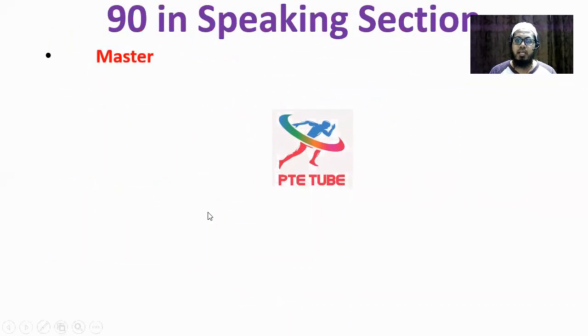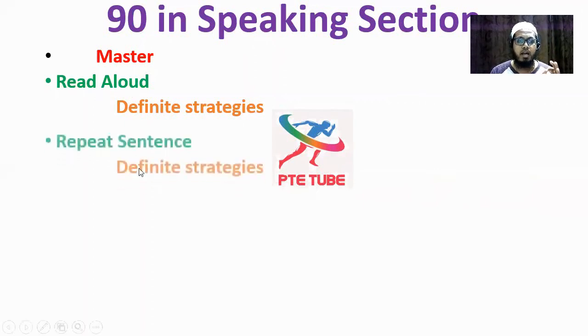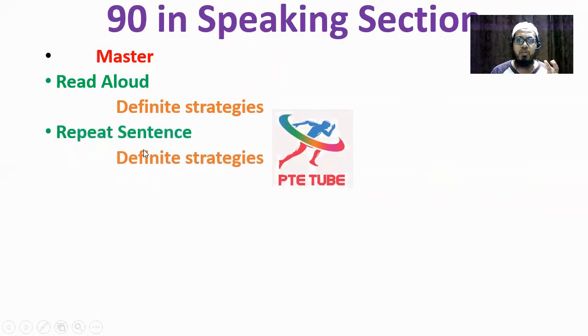In order to get 90 in the speaking session, you got to master all of the four tasks that I mentioned previously. That is, read aloud. With regards to this, we have some definite strategies. If you just follow them, then whatever background you are from, you'll definitely be able to deal with this task. Again, coming to repeat sentence, I have already put up a video on YouTube. With regards to those strategies, there are one or two more methodologies which will ease your preparation. Again, we have definite strategies by which you can master this as well.